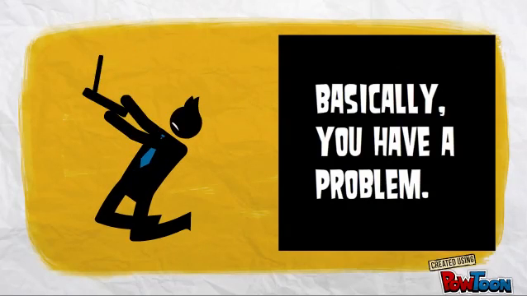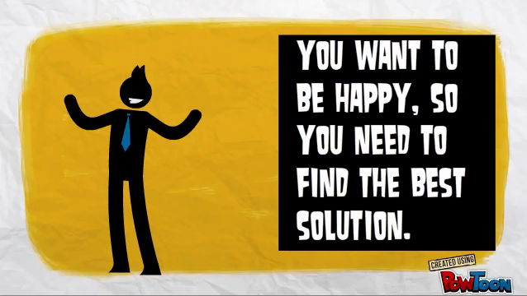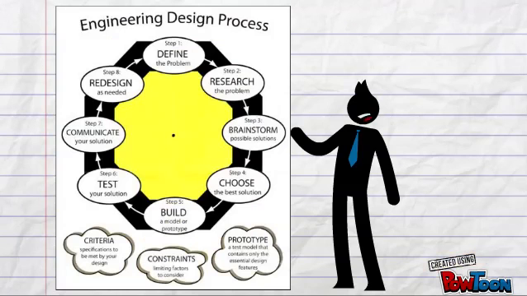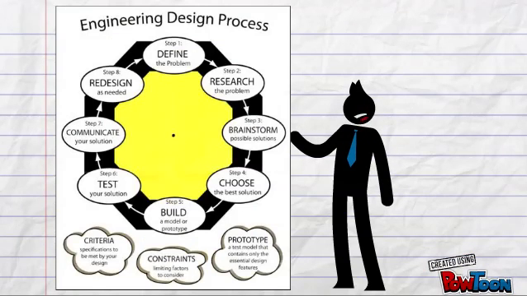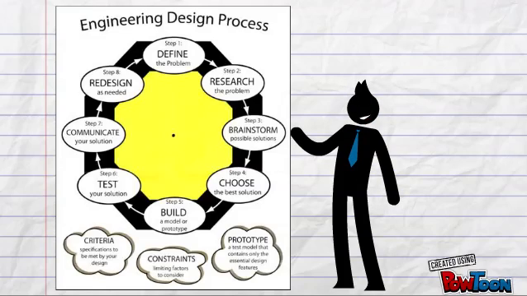Basically, you have a problem. You want to be happy, so you need to find the best solution. But the question is, how do we do this? Well, engineers have come up with what's called the engineering design process. And it's a set of steps to help us find the solution to a problem.